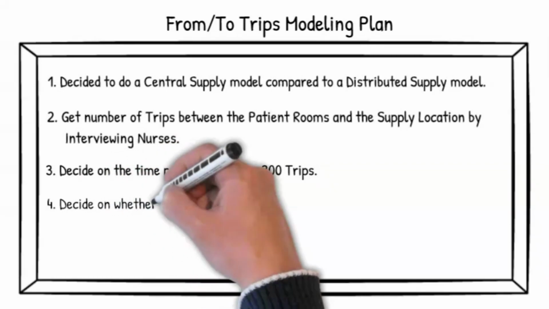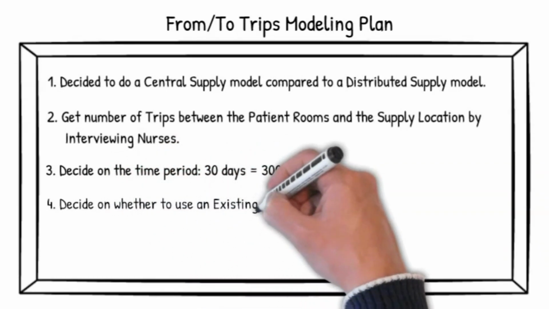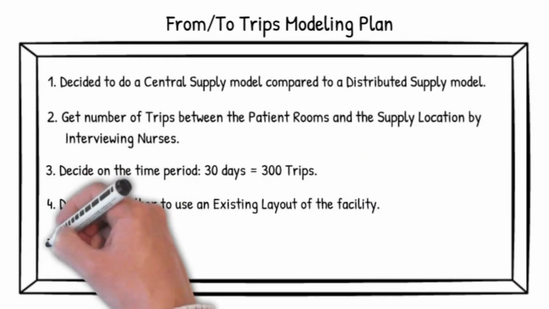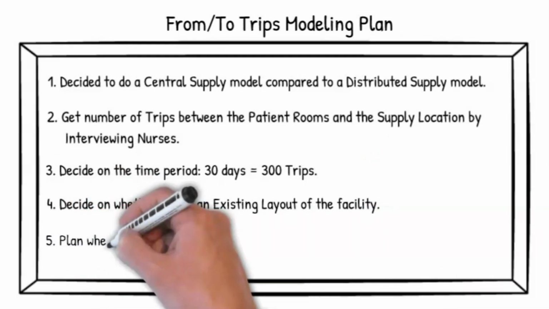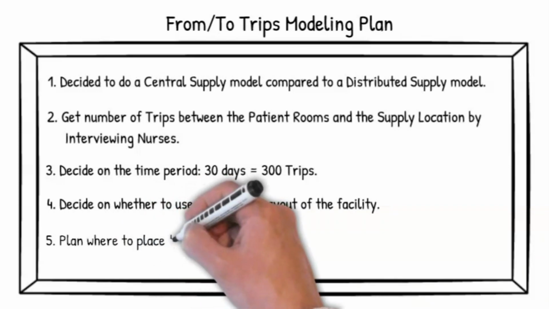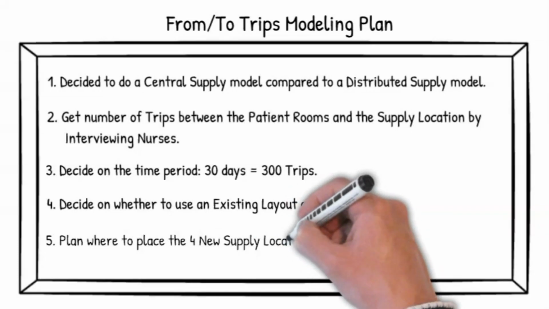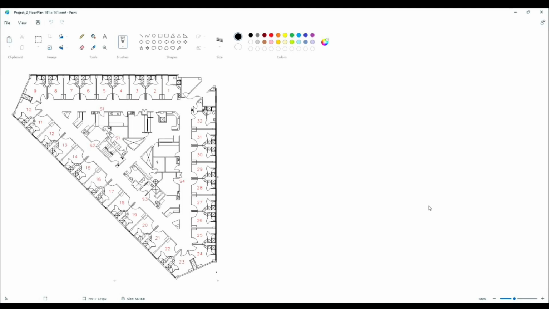Projects don't always start with an existing layout, but in this case the layout was available for use in the model. So we started with the existing layout. In reviewing the layout we counted 32 patient rooms and we identified the number of distributed supply locations and where they could be located on the unit. As you can see from the drawing we planned and labeled each location in advance. We validated this plan as we were building the model.